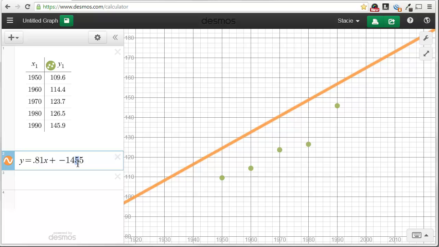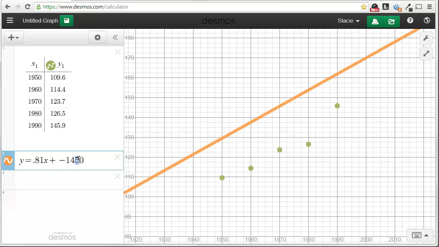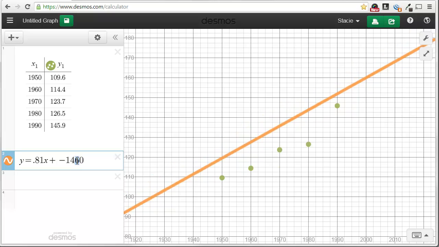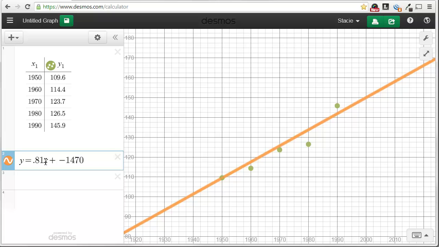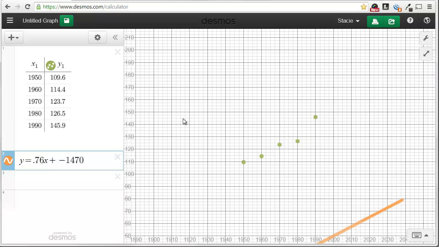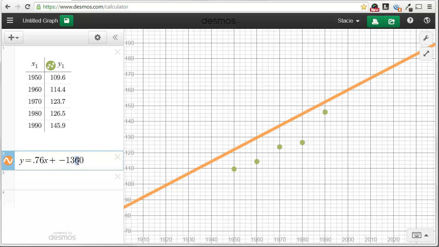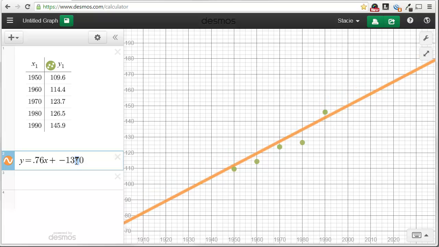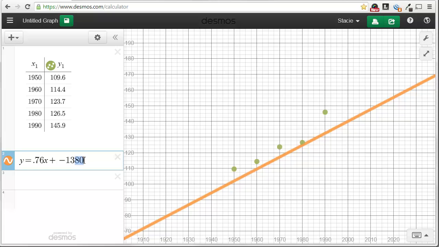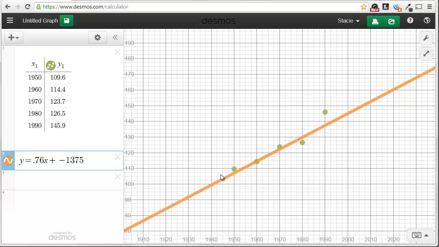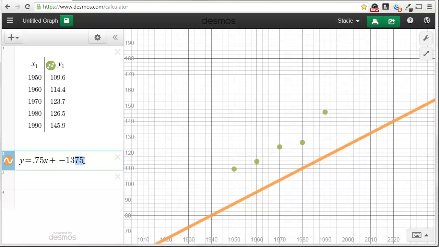So let's change this to 1450. Okay, that's not helping. Let's try 1460. 1470. It's looking better. Let's try 0.76 and then bring our numbers up. 1350, 60, 70, you get the idea. 80 is too much, perhaps 75. So now we're getting some numbers below, some numbers above, and then you just tweak. 0.75 maybe. We've got to bring this up.